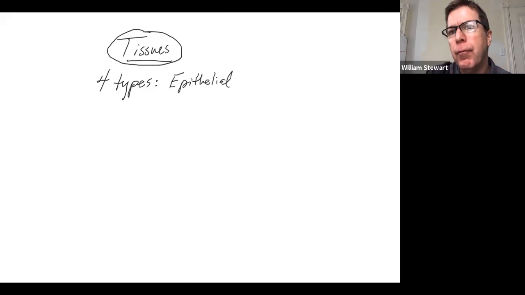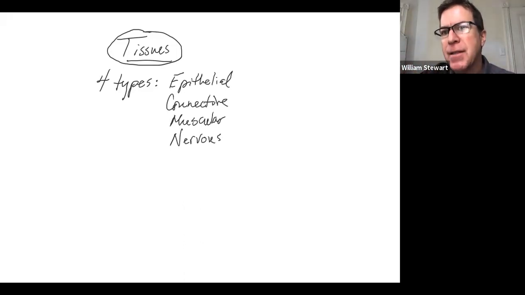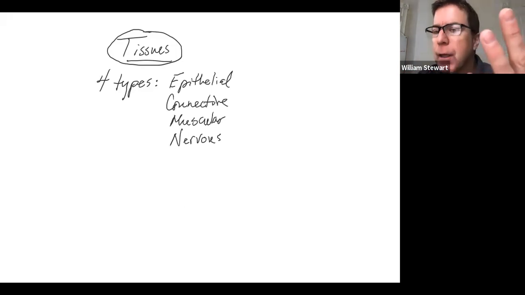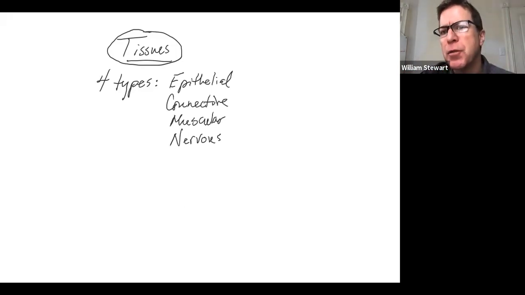epithelial, connective, muscular, and nervous. And I'll try my best to get through all 4 of these and say some things about tissue repair this week. If I don't get to all of it, you're still responsible to read it in the textbook, okay? These are the 4 major types. All tissues in the human body belong to one of these 4.